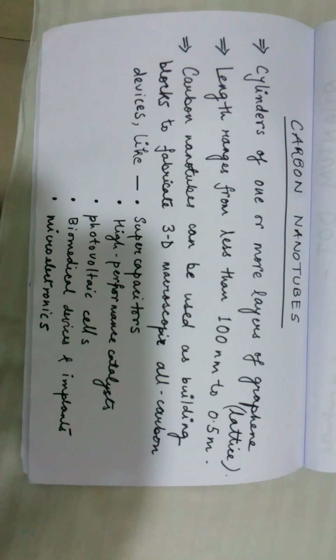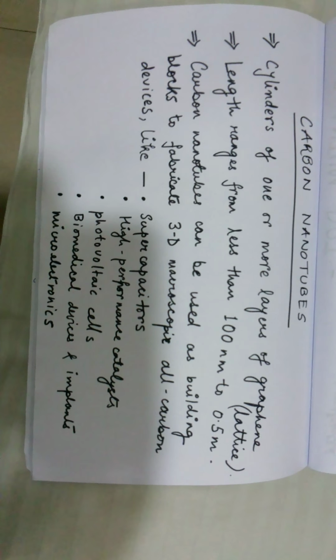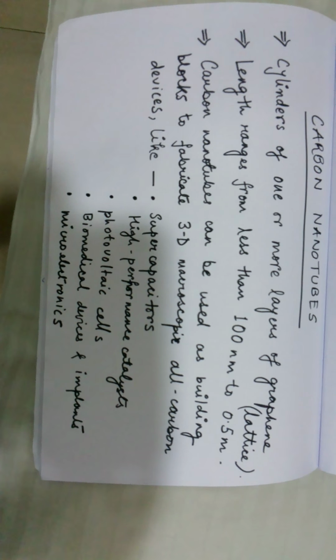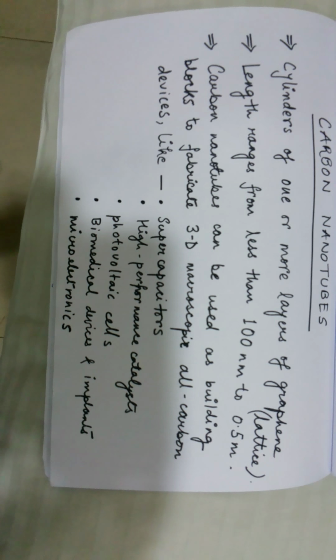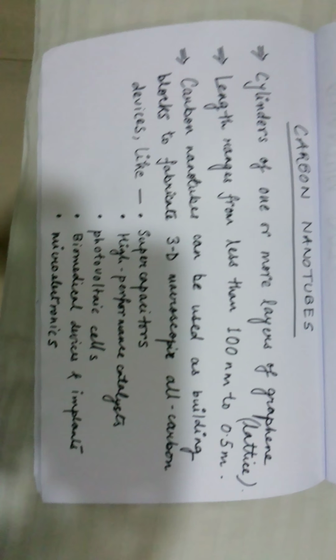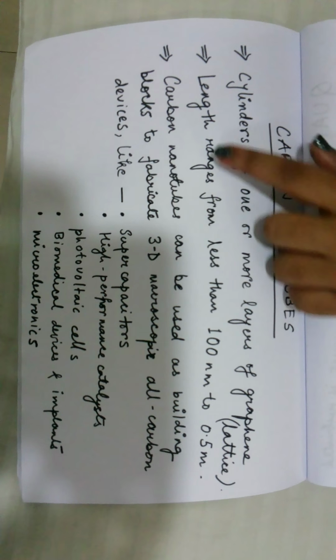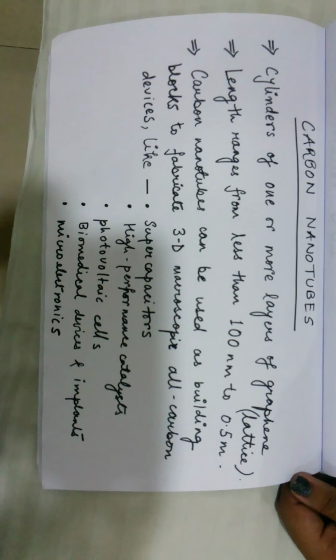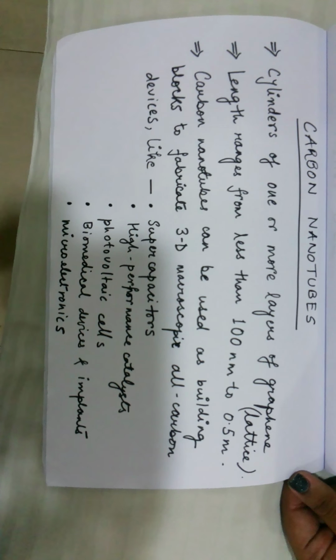Its dimensions or lengths range from less than 100 nanometer to 0.5 meter. Individual CNT walls can be metallic or semiconducting depending on the orientation of the lattice with respect to the tube axis, which is called chirality. Carbon nanotubes can be used as building blocks to fabricate 3D macroscopic all-carbon devices.